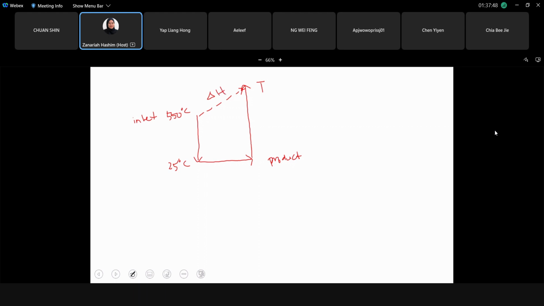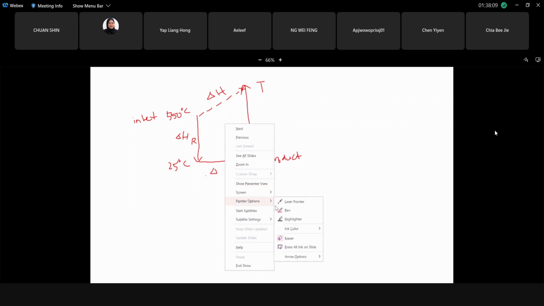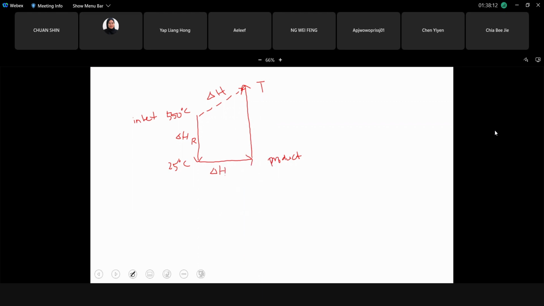Okay, so here is the delta H R, we put R because it's reactant, and then this is the standard heat of reaction at the reference temperature 298 or 25 degrees C, and this is the heat of the product. Okay. So in this case, the total heat transfer or total enthalpy is the summation of all of these.